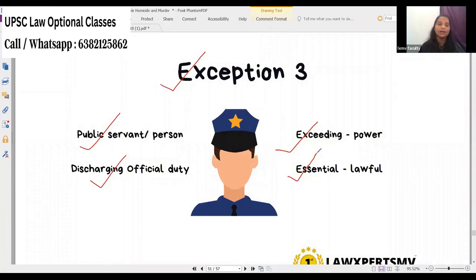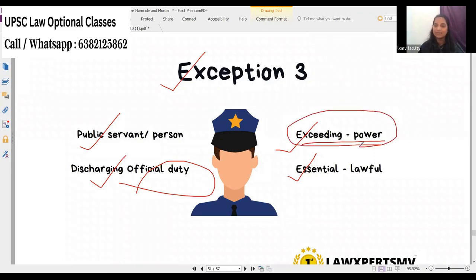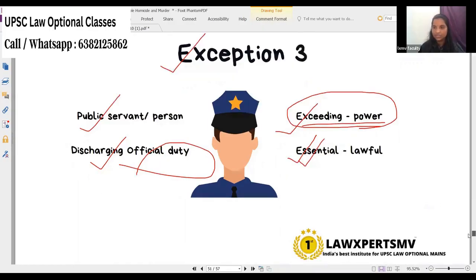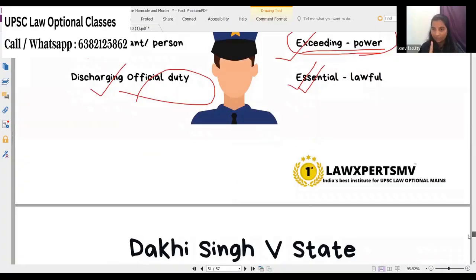Let me repeat: a public servant, or a person authorized by a public servant, is discharging his official duty. While doing so, he kills a person in the name of exercising his power. But in reality, he is exceeding the power, though he doesn't know it. He believes he is doing something essentially lawful and he causes the death of the person. Then he will not be charged for murder. He'll be charged for culpable homicide.